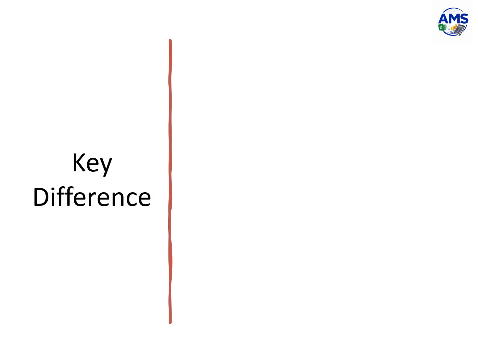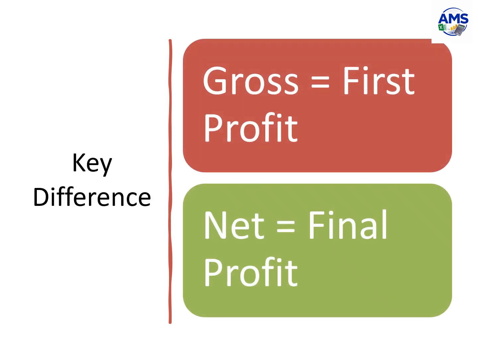Let's look at the key differences. Gross profits and net profits. Gross profit relates to direct costs. Net profit relates to direct costs and all other expenses. Gross profit shows your products. Net profit shows your real business profit.